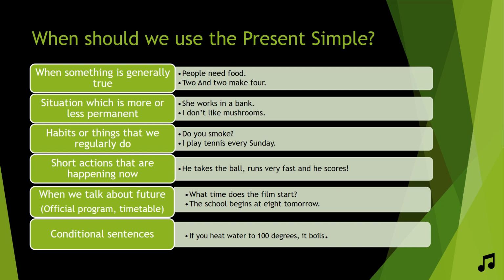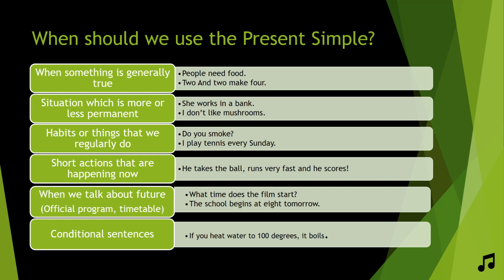Next is a situation which is more or less permanent. She works in a bank. I don't like mushrooms. So these are things which are happening right now. We don't know whether it will be permanent or not, but we can use simple present tense to describe a more or less permanent situation.